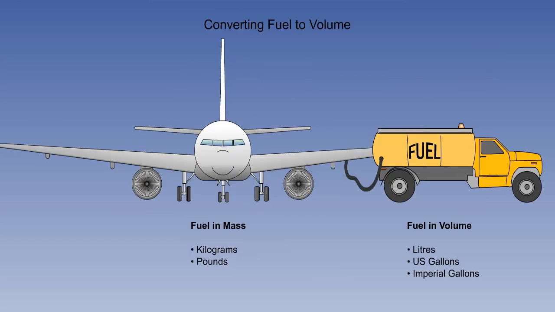Having determined the amount of fuel required for the flight, it is now necessary to convert the mass to a volume, because the fuel operator works in US gallons, imperial gallons, or litres. In order to convert the mass, pounds or kilograms, to volume, gallons or litres, the specific gravity, Sg, must be known. The fuel operator will usually provide the actual specific gravity of the fuel, but if not, a standard one can be used, which can be found in the operations manual.